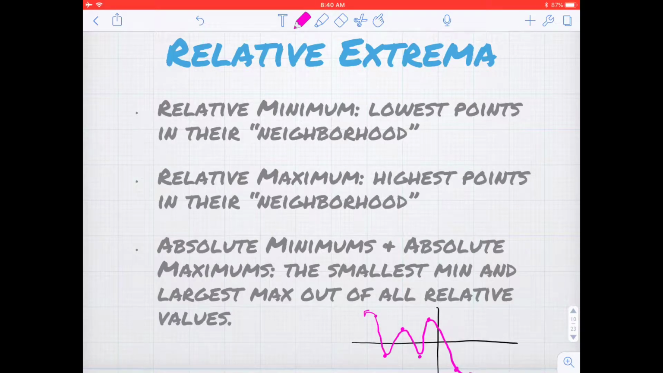Hello students, this is going to be a really quick short video, but I just wanted to take a moment to discuss relative extrema. There is something called relative as well as absolute extrema. When I think about relative extrema, I'm thinking about a neighborhood.